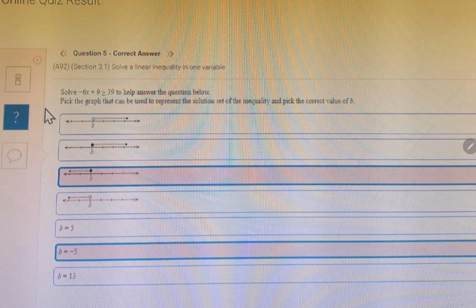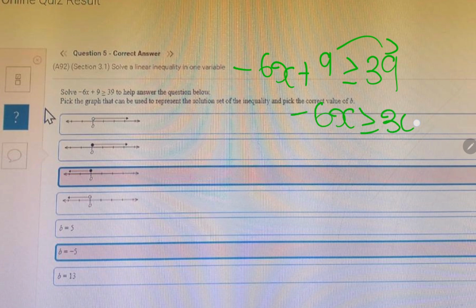So for question number 5, solve negative 6x plus 9 greater than or equal to 39. Negative 6x plus 9 greater than or equal to 39. Bring the 9 here. Negative 6x greater than or equal to 30. Negative x greater than or equal to 5.